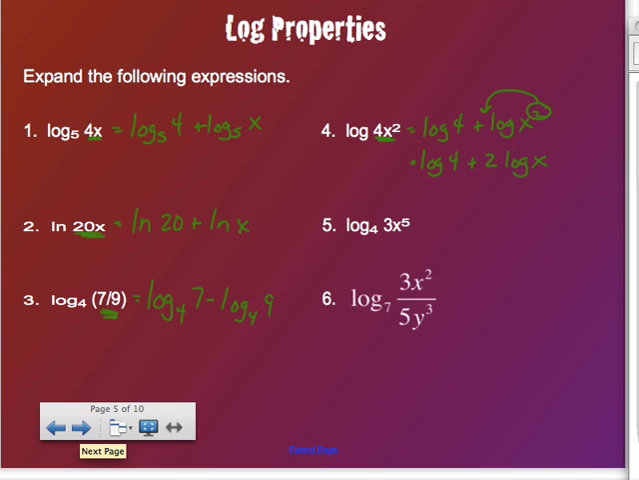If I look at number 5, I have, again, two numbers being multiplied together. So I really have log base 4 of 3 plus log base 4 of x to the 5th. Again, I see that power in this one, so I'm going to throw that out front. So I think I end up with log base 4 of 3 plus 5 log base 4 of x. Now, number 6 is going to be the one that causes the most issue.